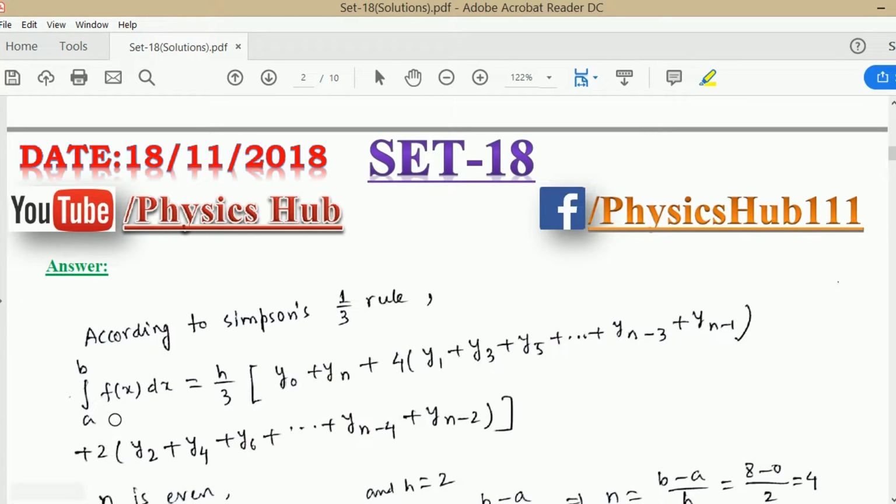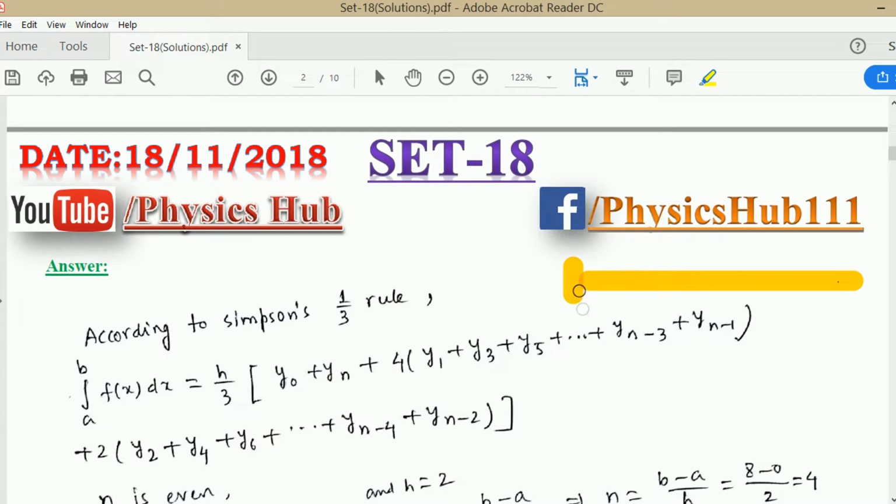The integral from a to b of f(x) dx equals h/3 times (y_0 + y_n, and so on). Suppose this is the 0 value and this is the upper limit of the range, and it has been divided into n intervals. n must be even.